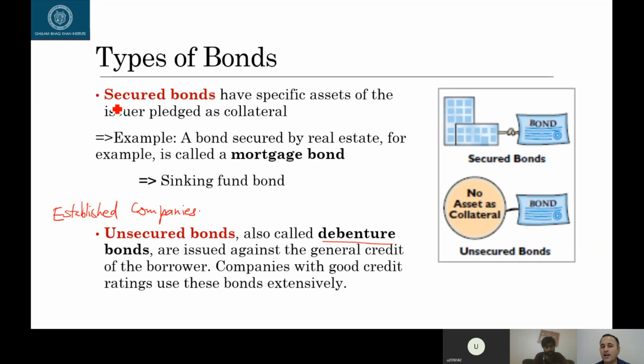Okay? And there are some secured bonds. So those companies who are new in the business, or let's say whose credit worthiness is a little bit shaky. From shaky, I mean that they do not have good credit history. Okay. Sometimes what they do, they provide some sort of security to the bondholders, to their investors. Okay. It adds to the confidence of the investor. So the investors feel confident investing in those securities.